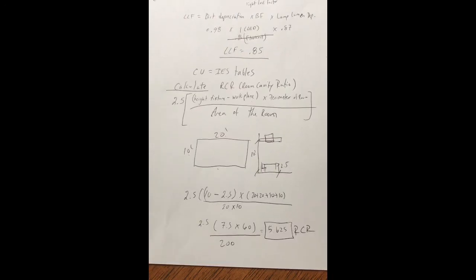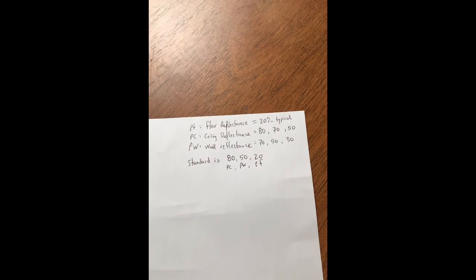You'll go over to a coefficient of utilization table. So I've shorthanded one here. What you need to know on this is really these things first. You'll need to know the floor reflectance, typically 20, then the ceiling reflectance, and then the wall reflectance. So typically it's 80, 50, 20: 80 on the ceiling, 50 on the wall, 20 on the floor.